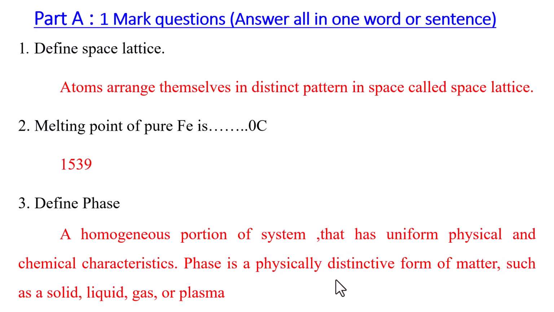Third question, define phase. A homogeneous portion of a system that has uniform physical and chemical characteristics is called a phase. We can also define phase as a physically distinctive form of matter such as solid, liquid, gas or plasma. These are the different states we know. They are also called phases.